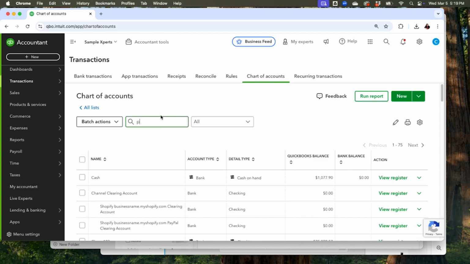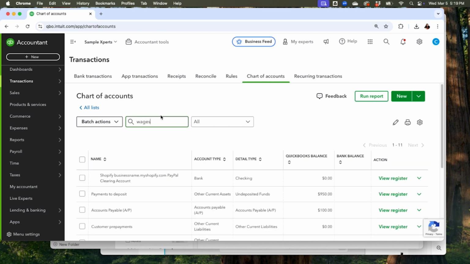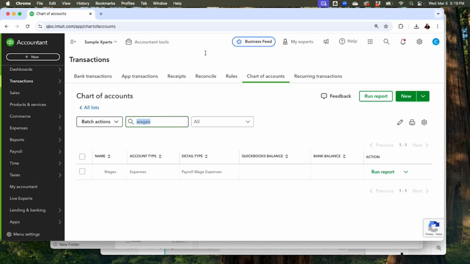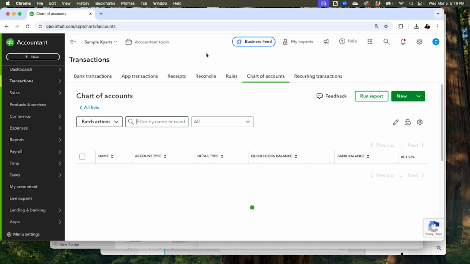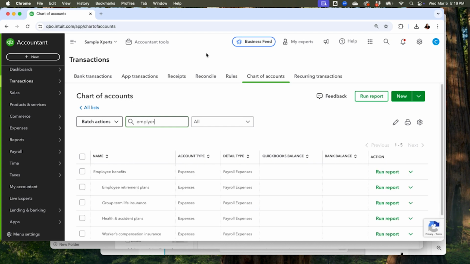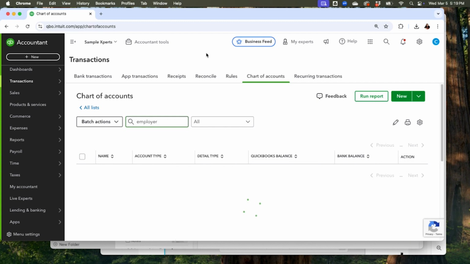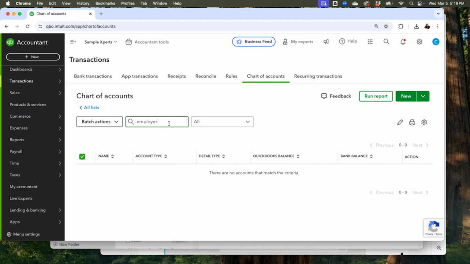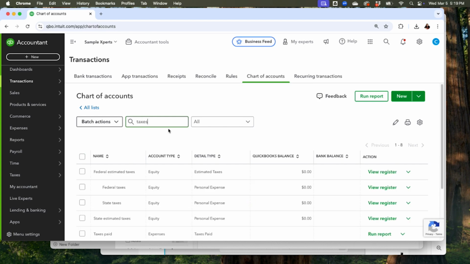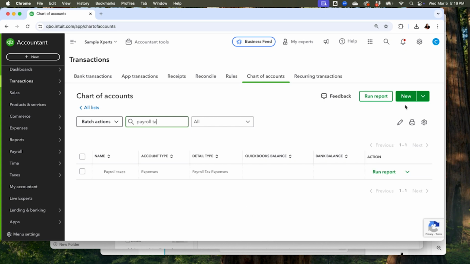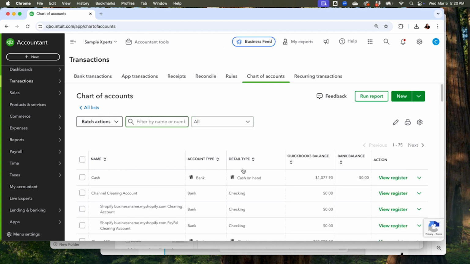For instance, pay the wages. Okay, wages is here. Take a look at maybe employer taxes. Oh, can't type today. Okay, employer taxes. No. Let's see, taxes, payroll taxes. So we can create payroll taxes. Oh, payroll taxes is here already. So yeah, make sure you have all the necessary accounts before you integrate.